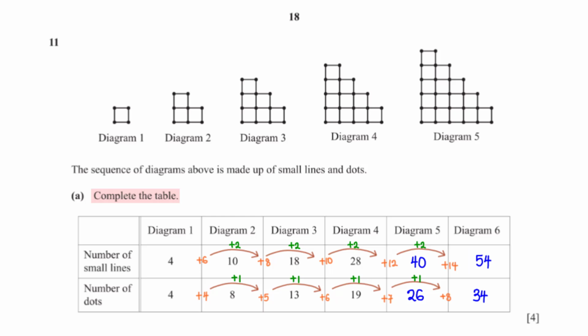For the number of dots, the difference between the terms increases by a constant difference, which is 1. And so to get the number of dots in diagram 5, we add 7 to 19 to get 26. For the number of dots in diagram 6, we add 8 to 26 to get 34.